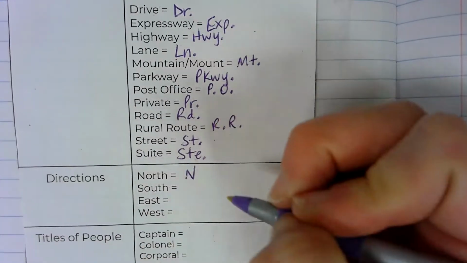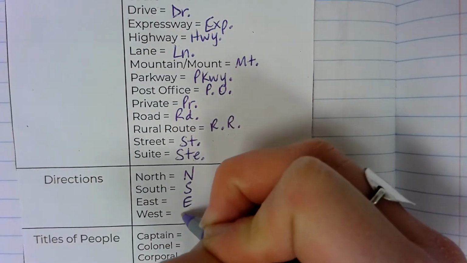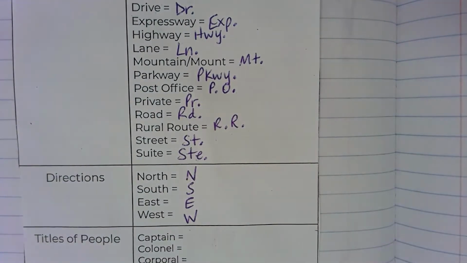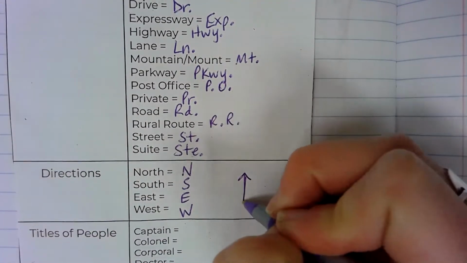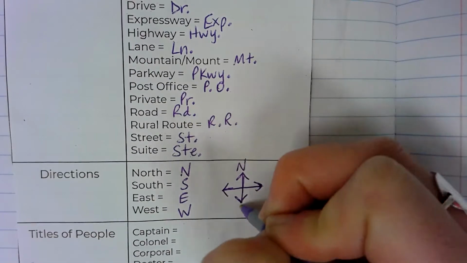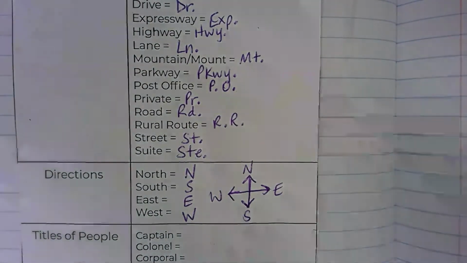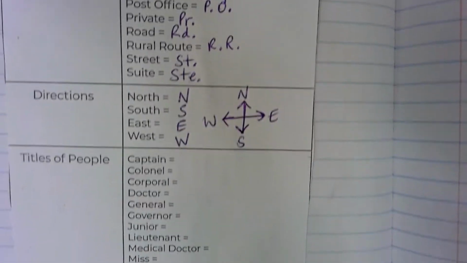North would be capital N. South is capital S. East is capital E. And west is capital W. Think of your compass. Draw in our compass here. North, south, east, and west. Just like that. Okay, now, titles of people.